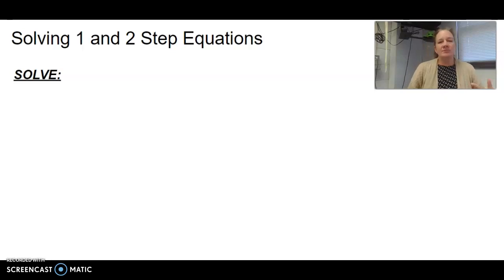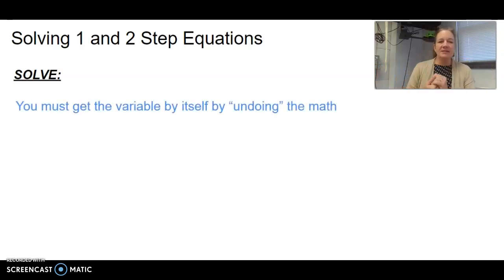So when I say solve, we're no longer substituting, we're not evaluating, we're trying to find an answer. So we're dealing with equations, and equations have equal signs in them, okay? So we're making it a little more restrictive. When I say solve, you have to get the variable by itself by undoing the math. That's what we mean by solve. So let's think that way.